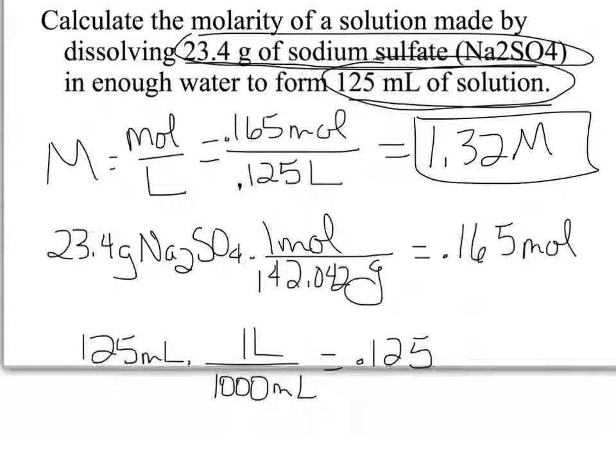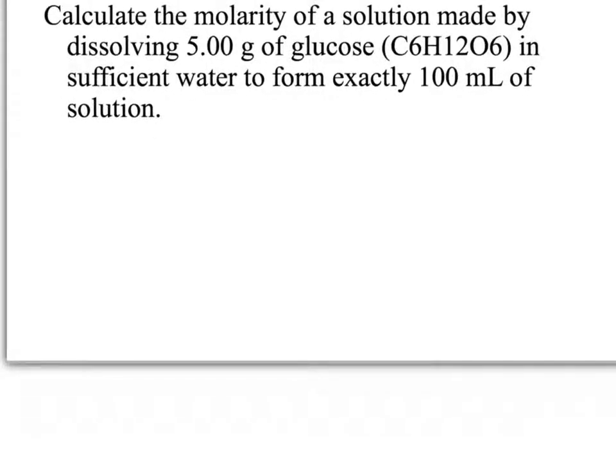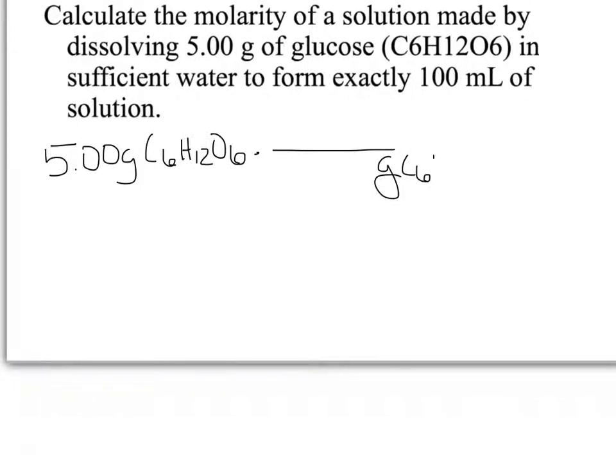Let's try another one. Calculate the molarity of a solution made by dissolving 5 grams of glucose in sufficient water to form 100 milliliters of solution. So we're going to have to convert that 5 grams of glucose from grams of glucose to 1 mole of glucose. Okay, calculate the mass of glucose to put down here to make this conversion.